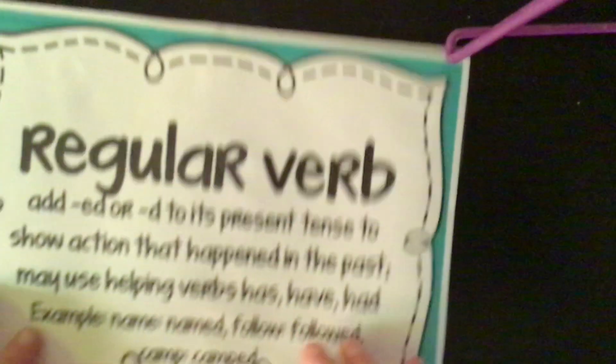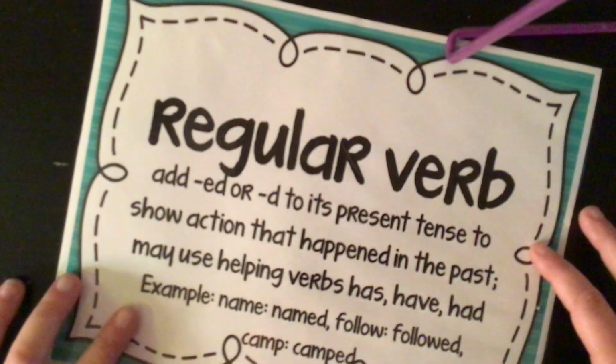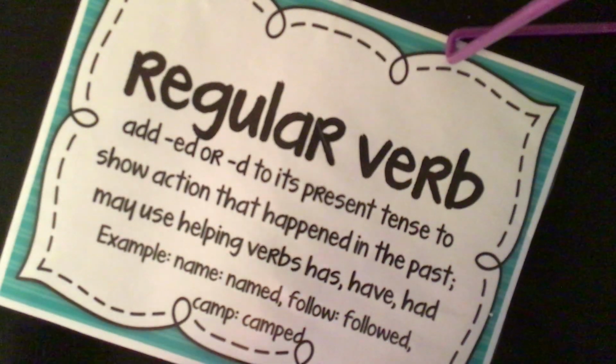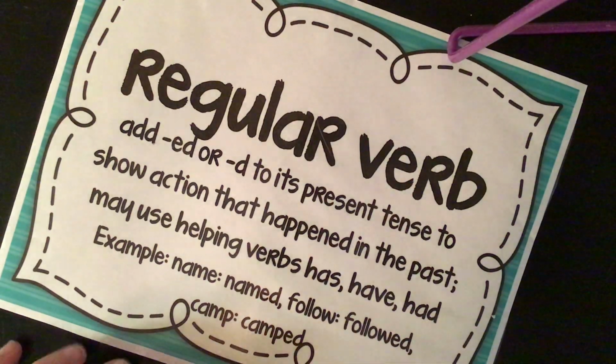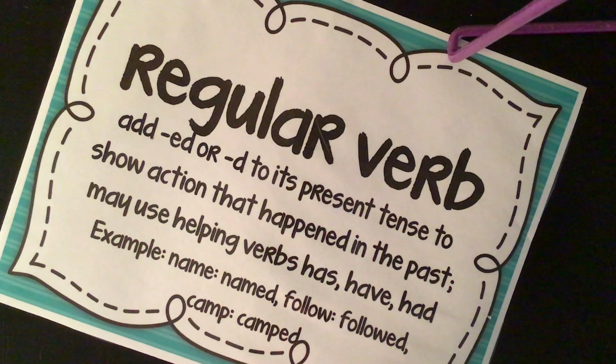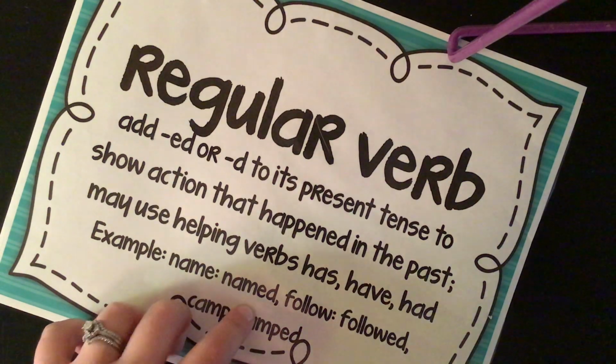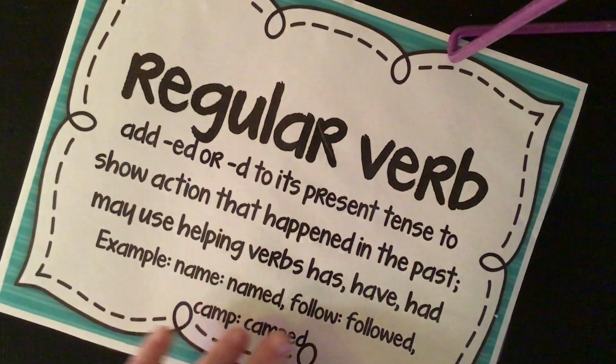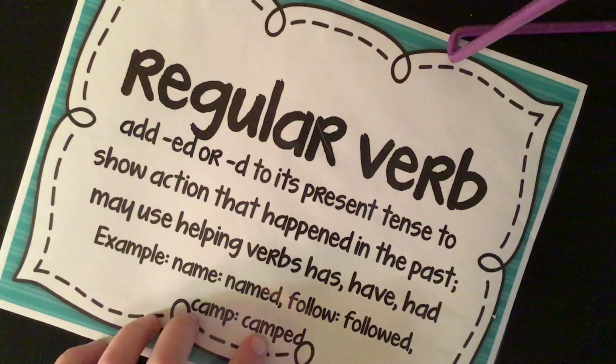Today, or this week, we are going to be talking about regular and irregular verbs. So we have regular verbs. I know it's hard to see, but I tried to make it a little bit closer so it would be a little more focused for y'all. Regular verbs add ed or d to the present tense to show action that happened in the past. They may use helping verbs has, have, or had. Examples are name, named; follow, followed; camp, camped.